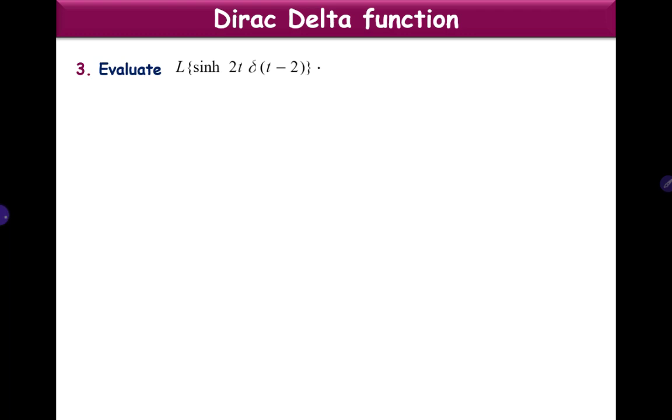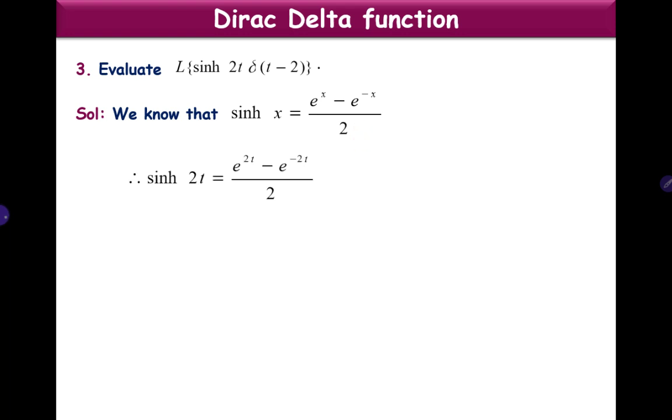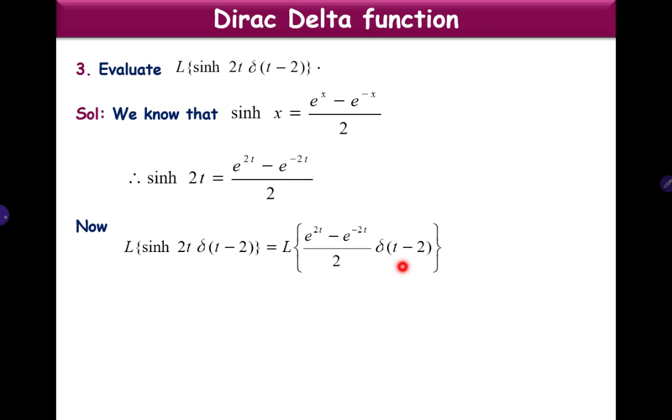Next one is evaluate Laplace transform of sinh 2t into delta of t minus 2, sine hyperbolic function. We know that sinh x is e power x minus e power minus x by 2. So sinh 2t becomes e power 2t minus e power minus 2t by 2. Therefore sinh 2t into delta of t minus 2 is e power 2t minus e power minus 2t by 2 into delta of t minus 2.